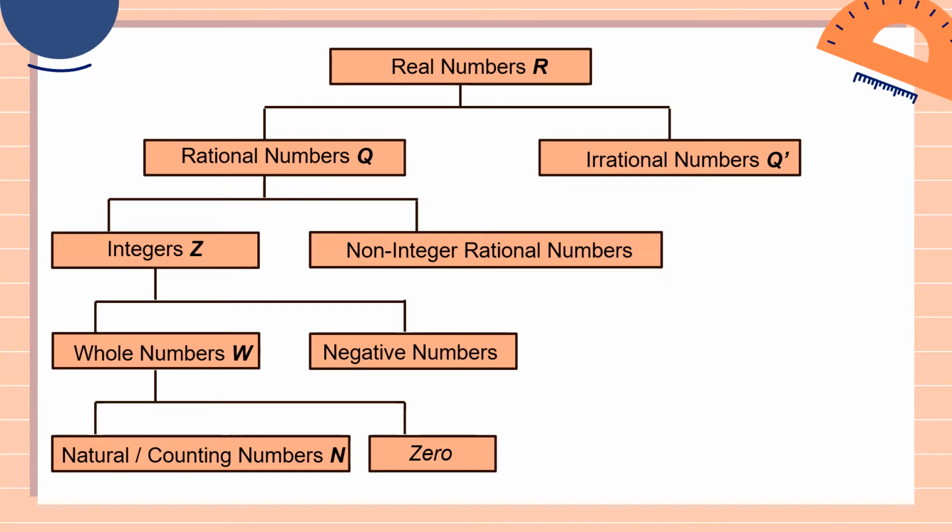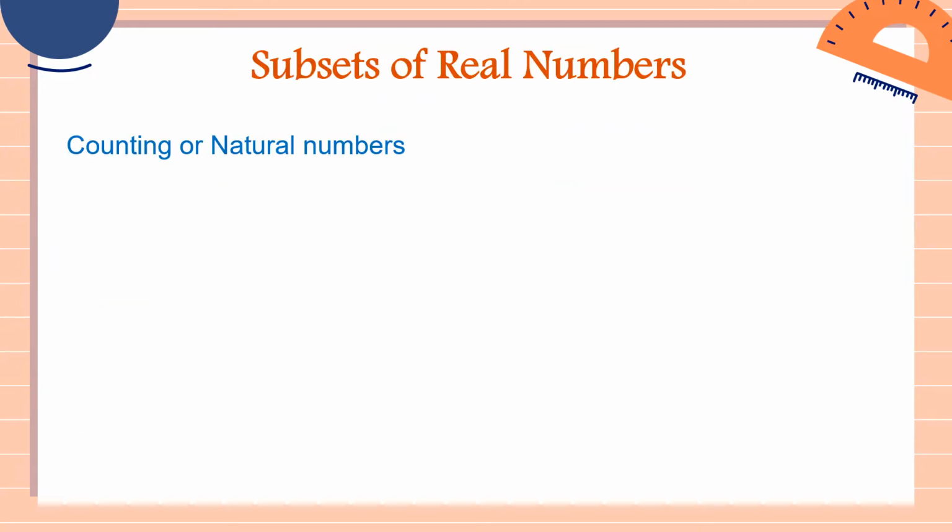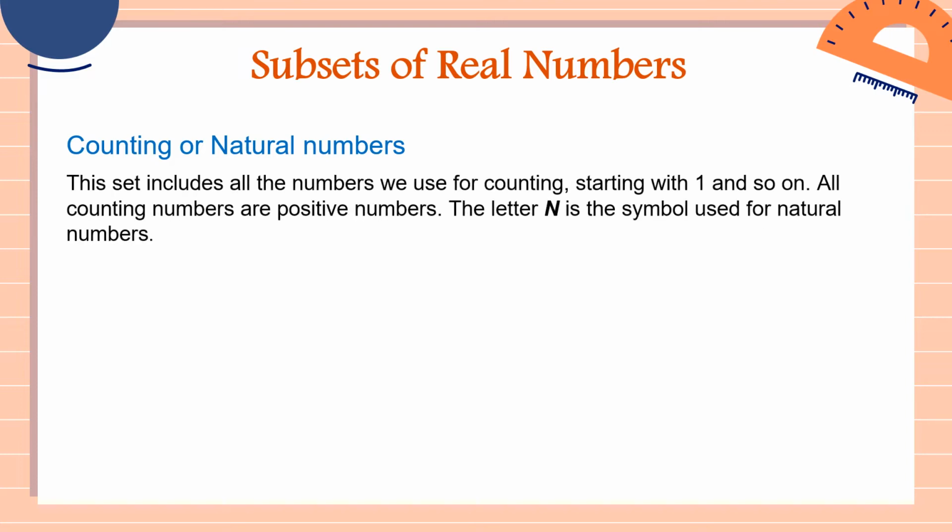Do not be worried about this, because we will be explaining this step by step with regards to the subsets of real numbers. Now let's talk about the subsets of real numbers. The first one is the counting or natural numbers. This set includes all numbers we use for counting, starting with 1 and so on. All counting numbers are positive numbers. The letter N is the symbol used for natural numbers.